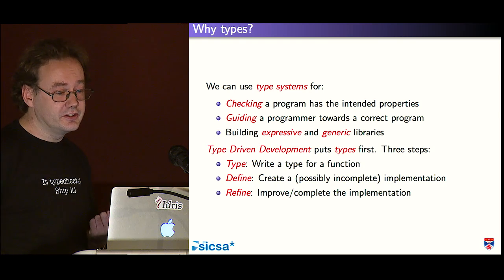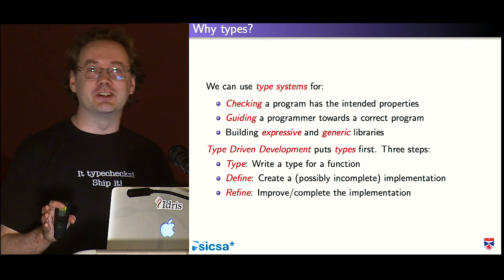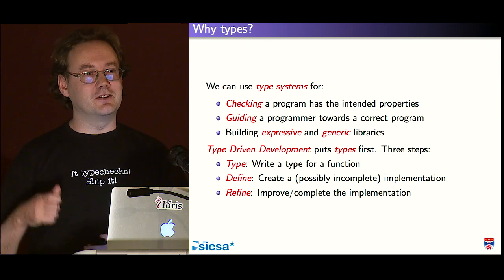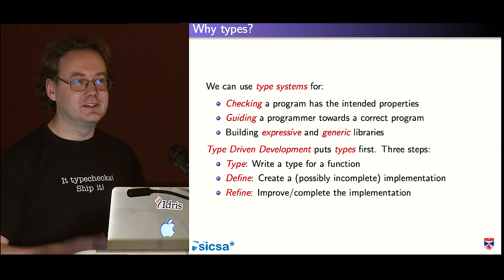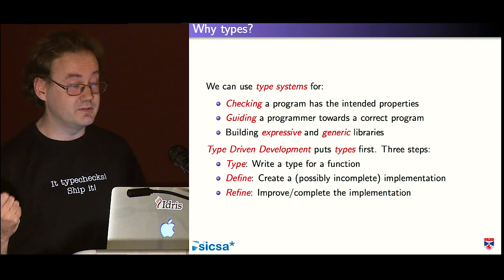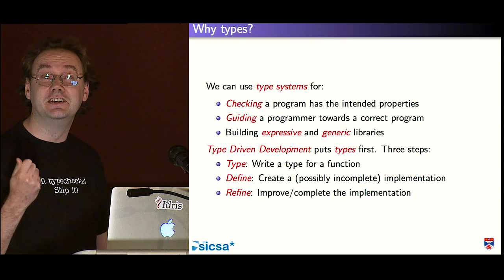And the sort of mantra that I've started using, that we're going to see throughout, is like test-driven development has red-green-refactor. We have type, define, refine. I'm very sad that I couldn't find a word for type that rhymes with define and refine, by the way. So if anybody has one, let me know.